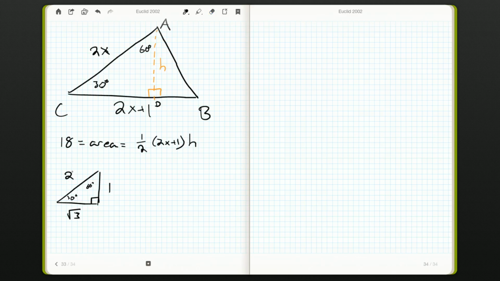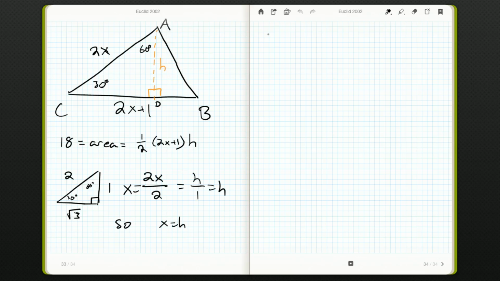Okay. So that means that if we have 2 for the hypotenuse, here we've got 2x. So 2x is to 2 as h is to 1. We get the same ratio here. The things opposite 30 have the same ratio as the hypotenuses. But of course this is just x, and this is just h. So h is equal to x, and now we can plug that into our area formula.